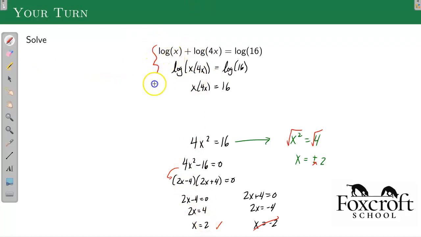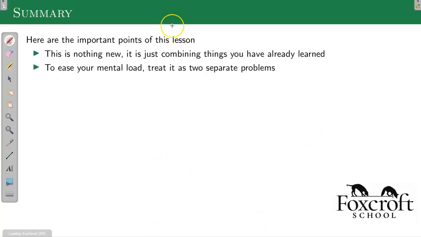Just until you get rid of the logs, it's kind of one problem, and then take a breath, and then solving the quadratic is another problem. So if you use little pauses in your work as you go, it can really help you separate out what you're actually trying to do. But nothing really new in this video, just putting together some things and keeping it all organized and understanding what you're doing.